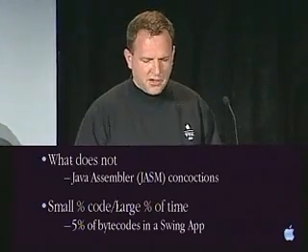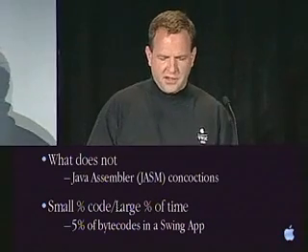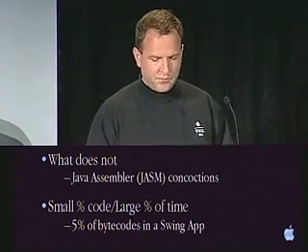Methods get compiled when they need to be. Last year I had a list of things that don't get compiled. At this point, almost anything that's a good candidate or is a hotspot in your code will get compiled, and there are very few things, like a couple of Java assembler concoctions in the JCK, that don't get compiled.